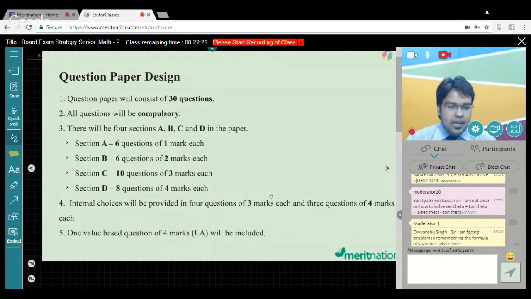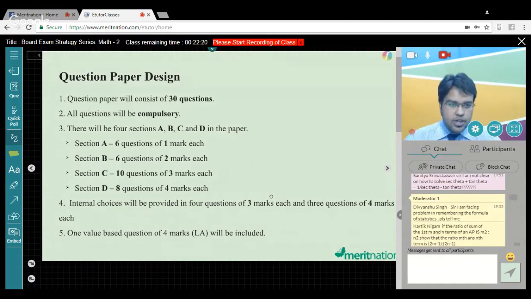So for that, there are 4 sections, as you are already aware. We have a total of 30 questions distributed in 4 sections: section A, B, C, D. Section A has 6 questions of 1 mark, giving us 6 marks. Then we've got 6 questions of 2 marks, giving us 12 marks. And 10 questions of 3 marks, 30 marks. And then lastly, 8 into 4, 32 marks. So that's your section-wise weightage of marks.